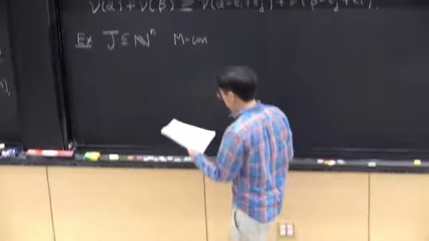Such that the subset I of D columns goes to the p-adic valuation of the determinant of the corresponding D by D square matrix, extended to the entire Z to the n by adding infinity, is M-convex.